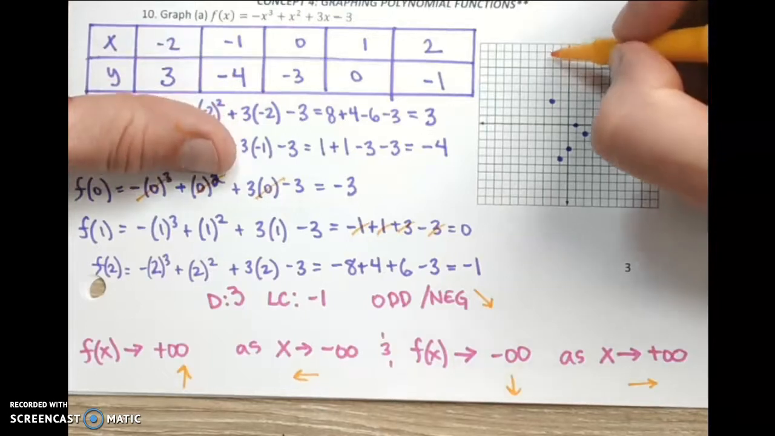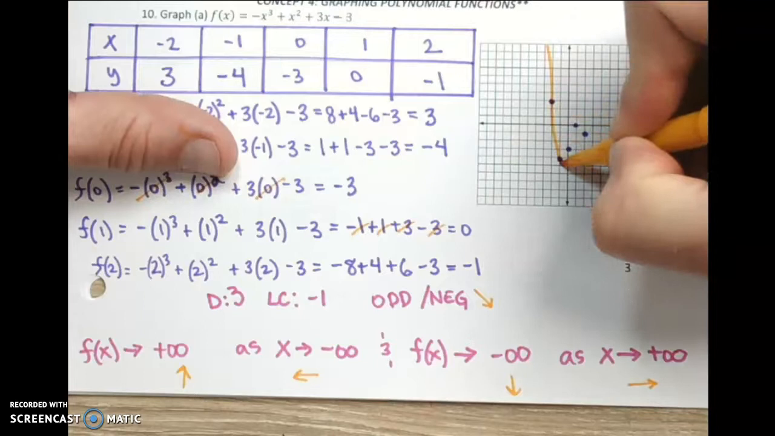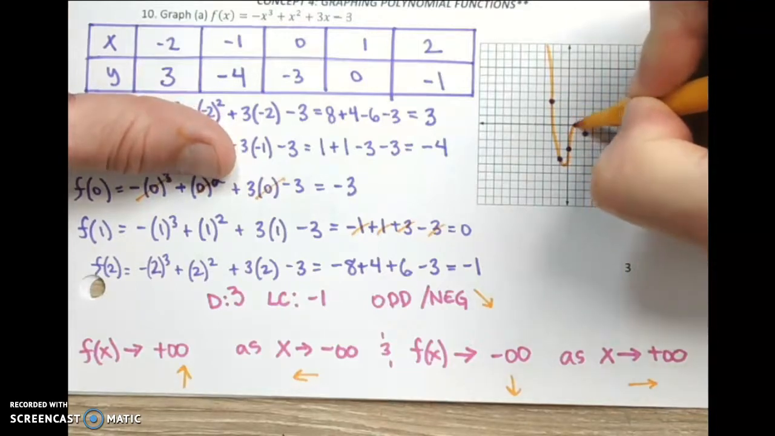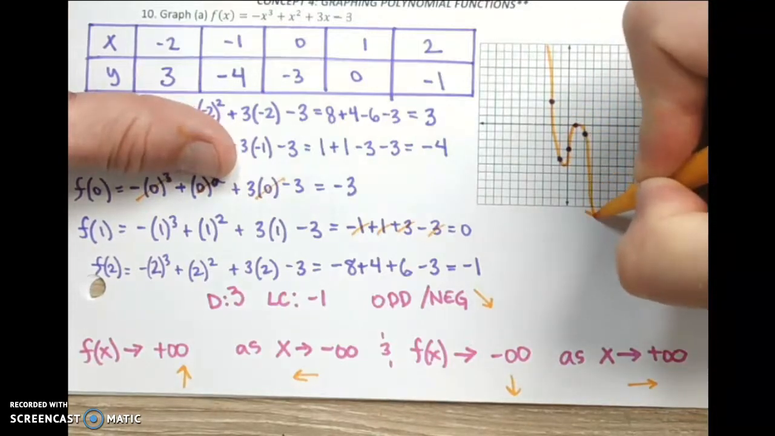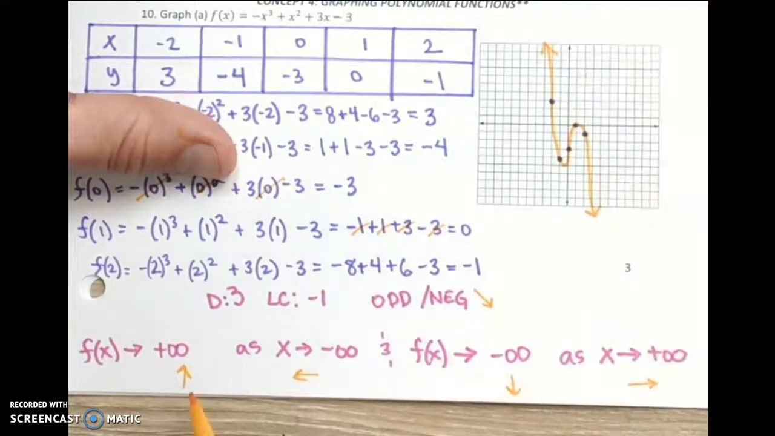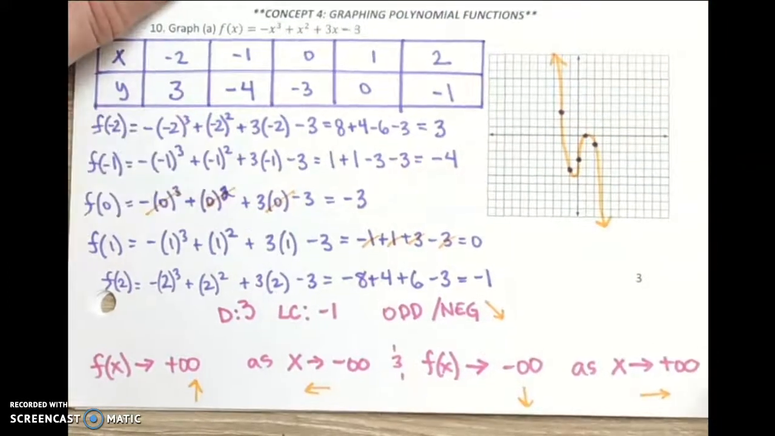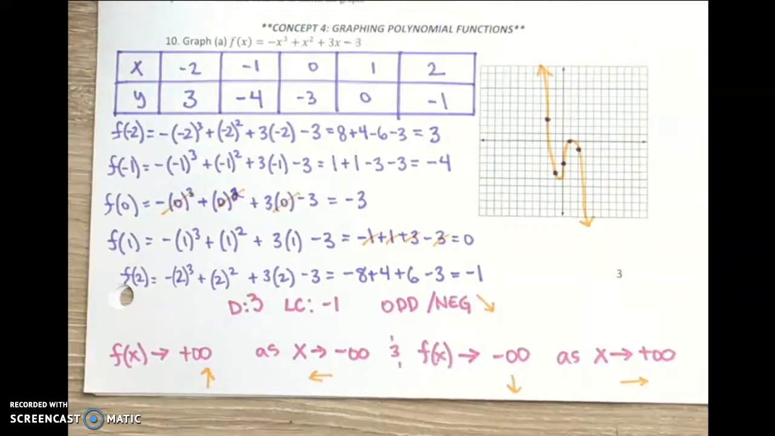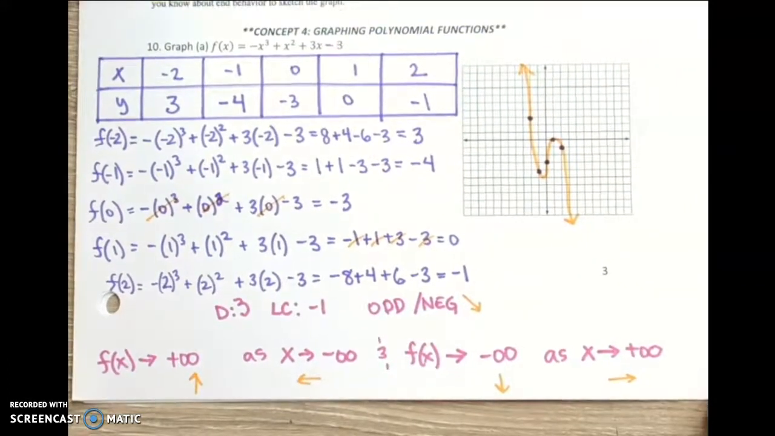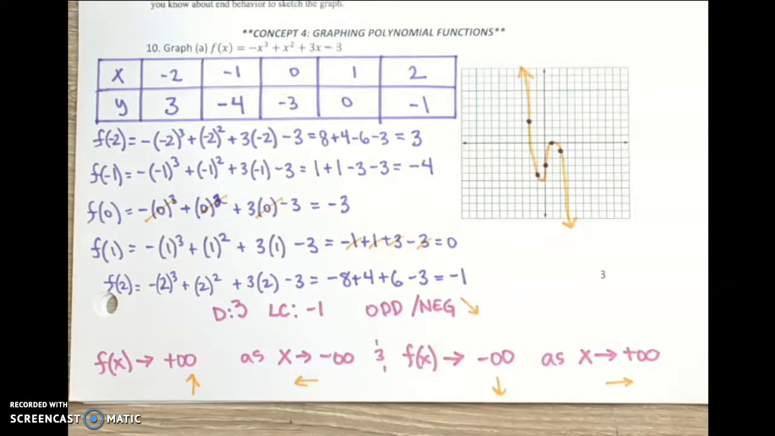But I'm going to start up and I'm going to go down through these points, back up, and end going down. So I started up on top, and I end going down as we go to the right. And there we go, there is the graph. That is everything we needed for that problem. We graphed this polynomial function, or at least the middle portion of it.